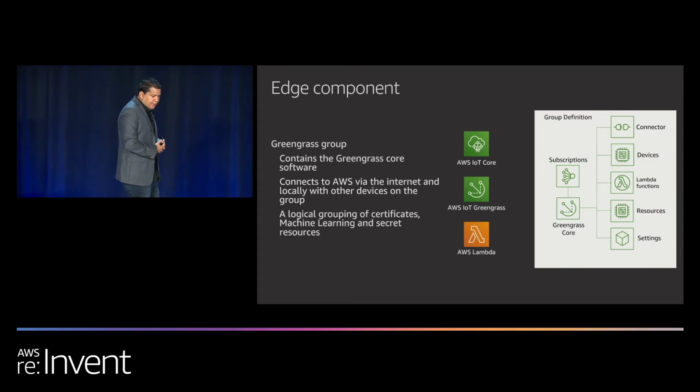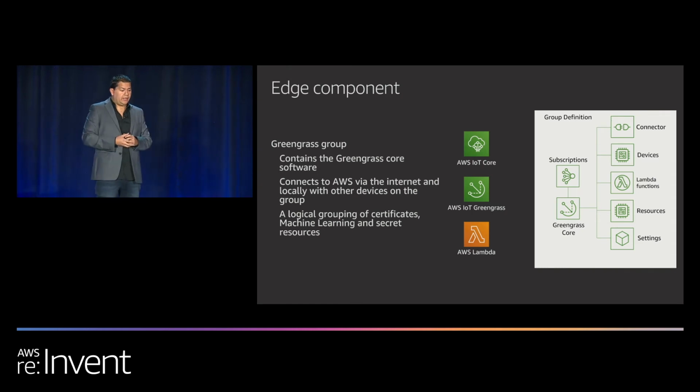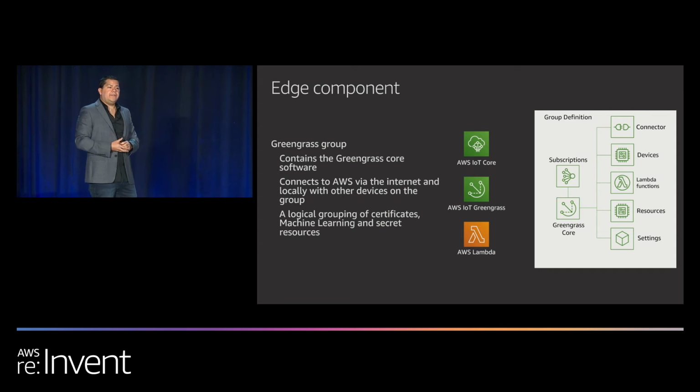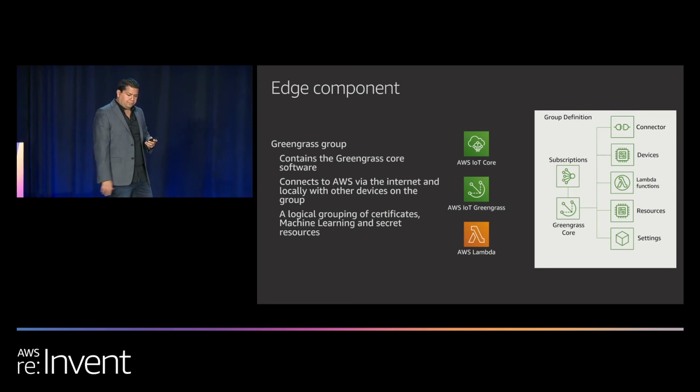And it has some components like a root certificate, some settings. So this is like the way you can abstract all those things and that can communicate. It also has a subscription table, and this defines the logic and the ways that Lambda functions can communicate with each other and with the connectors.